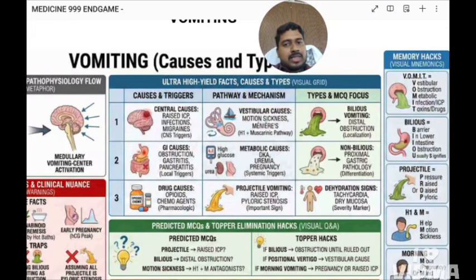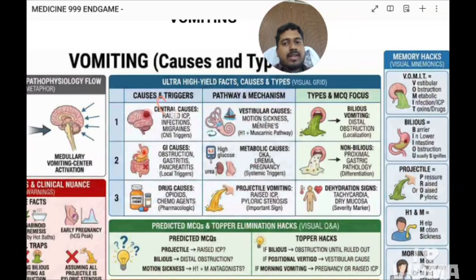GI causes like GI obstruction, gastritis or pancreatitis are just one aspect. Second is central causes, like raised ICP, infections, migraine, CNS triggers. So these also cause vomiting. And then we have drugs causing vomiting, like opioids.